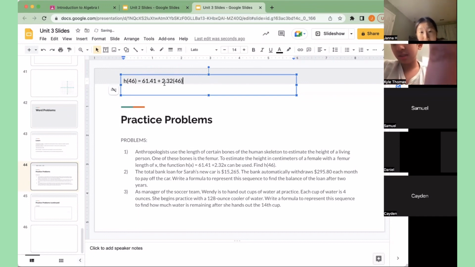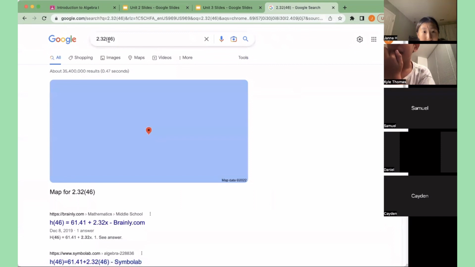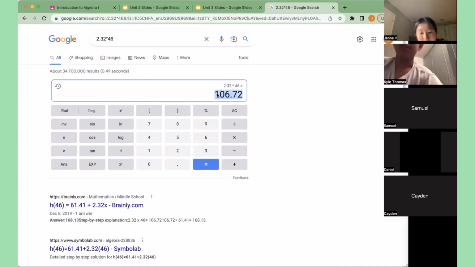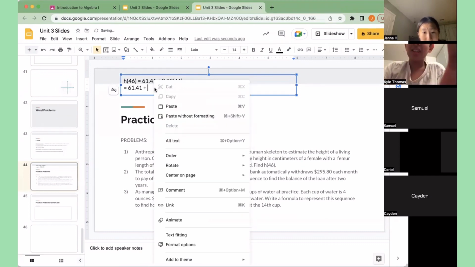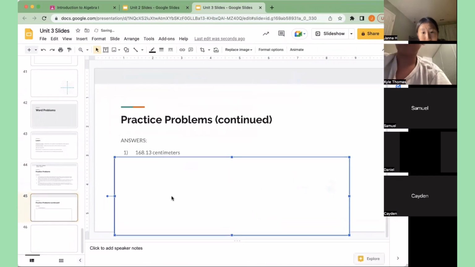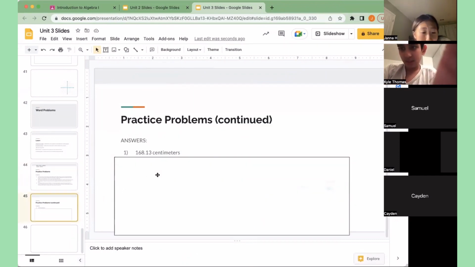If you calculated this, I'm not going to calculate it, you're going to get 106.72. So you're going to get 61.41 plus 106.72, which should have gotten you 168.13 centimeters. You always want to label.